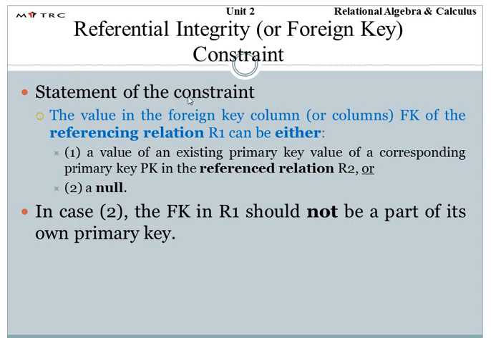Now if I state it in a formal manner, the value in the foreign key column or the foreign key Fk of the referencing relation R1 can be either a value of an existing primary key of the corresponding referenced relation R2, or it may be null.